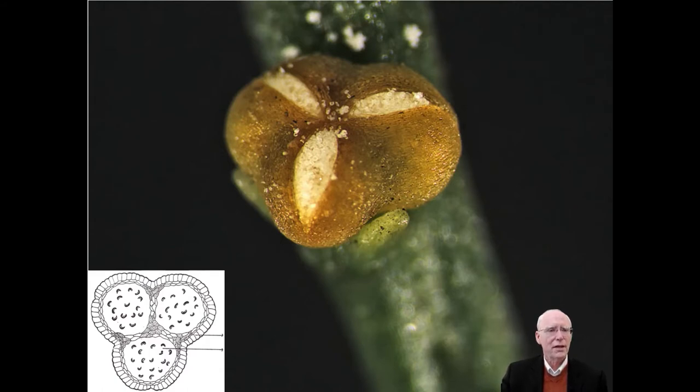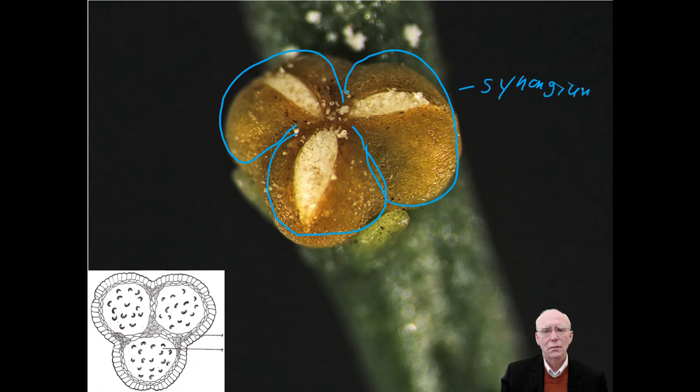Here we see the same thing again. One, two, three sporangia fused into a synangium. And if we were to look in section, we would see down here the same thing, three very clear fused sporangia fused into the synangium. And inside there, we have the spores.